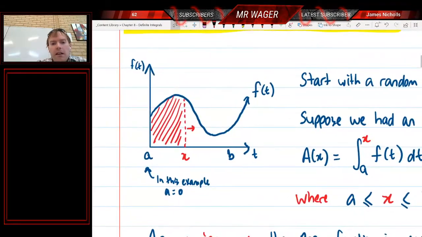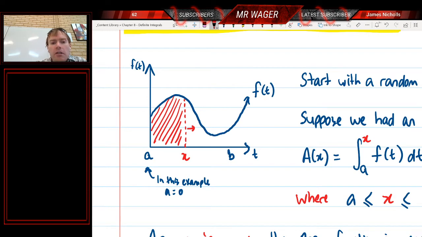Let's go right back to here. So what we're saying is, as the area function goes from left to right, as we move this x value anywhere between a and b, and we look at how the area function is increasing, we're looking at the rate of increase of the area function.